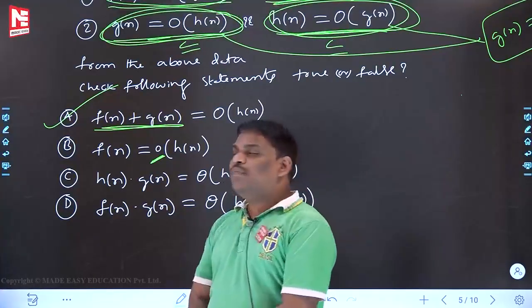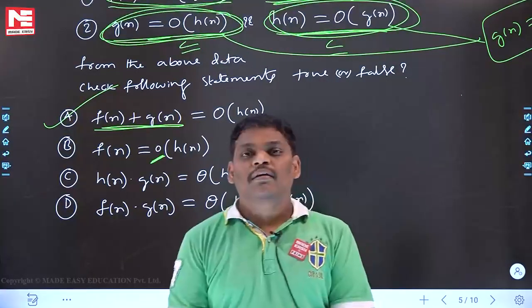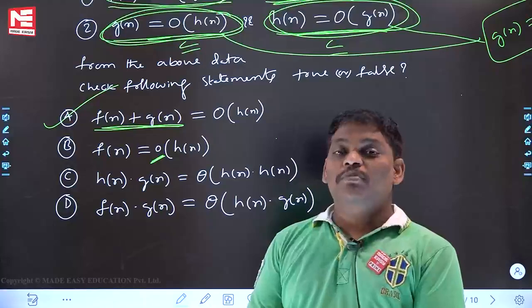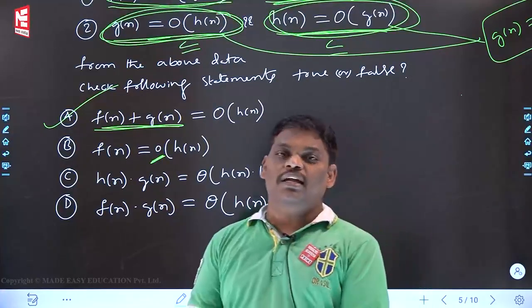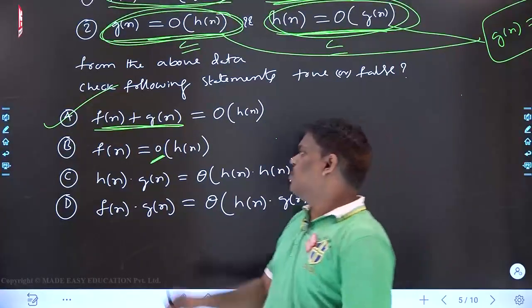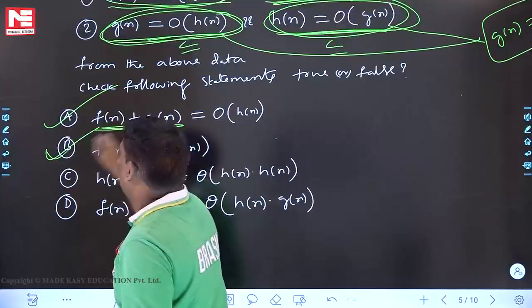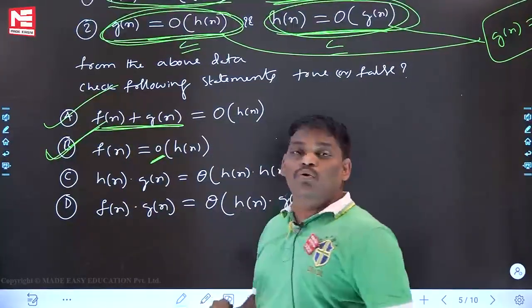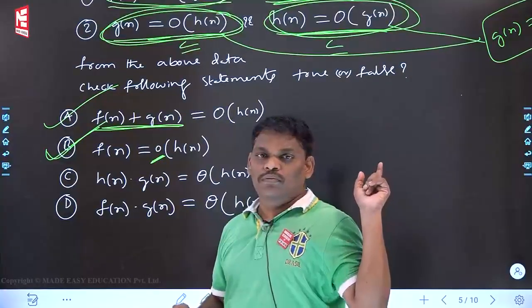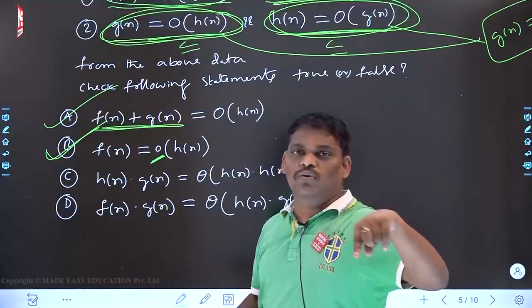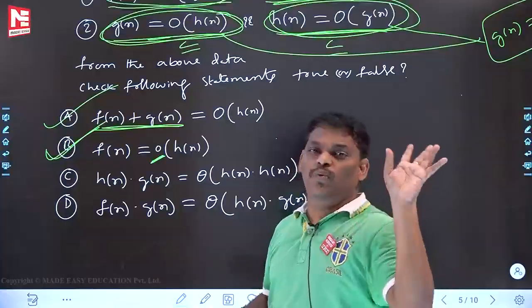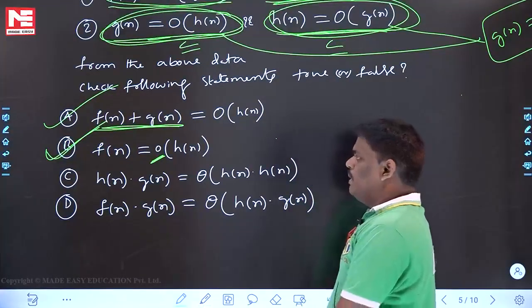Option B: F of n is small o of h of n. What is the meaning? Option B says that the right hand side is strictly greater compared with the left hand side. Of course, f of n is smaller and h of n is bigger. True. Small o true means big O is also true. Big O true doesn't mean small o is true. So B is also fine.